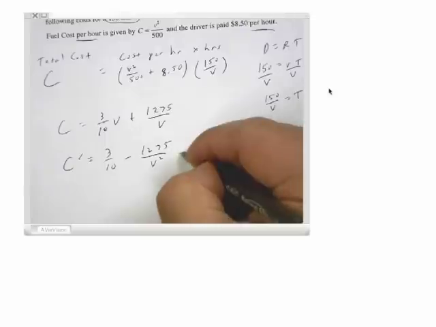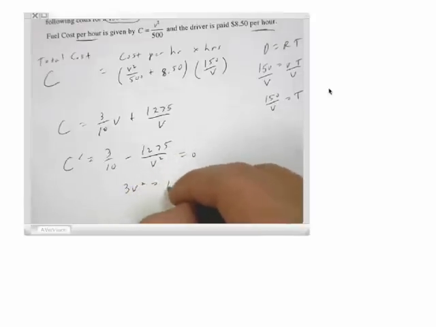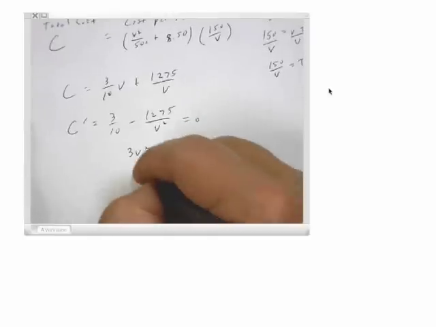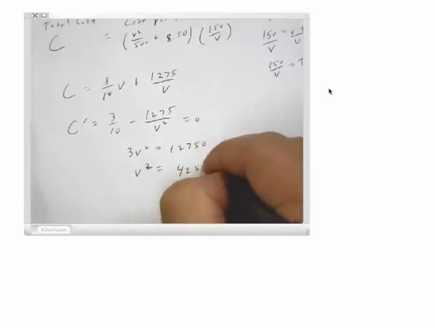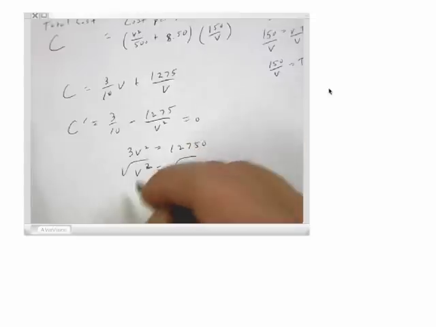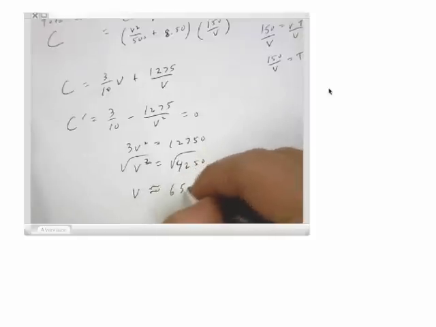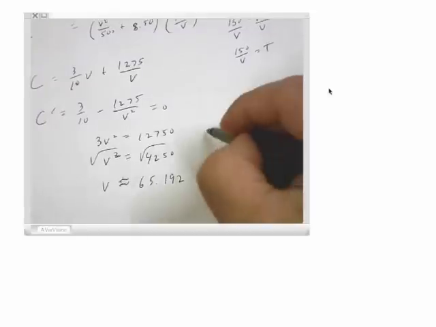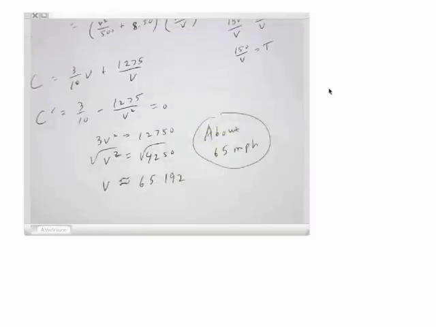If I set that equal to 0, move the 1275 over v squared to the other side and cross multiply, I end up with 3v squared equals 12,750. Dividing by 3 gives me v squared is 4250. Square root that, and v comes out to approximately 65.192. So I'm going to say about 65 miles per hour.